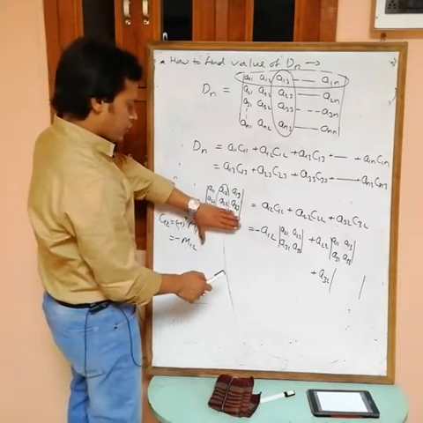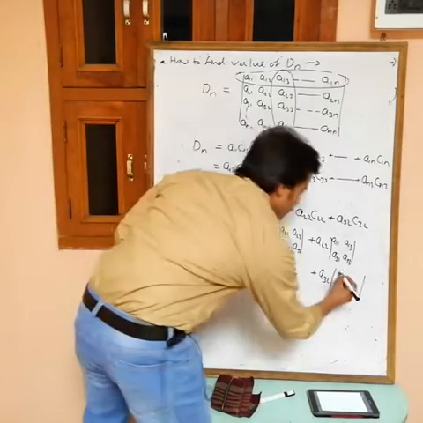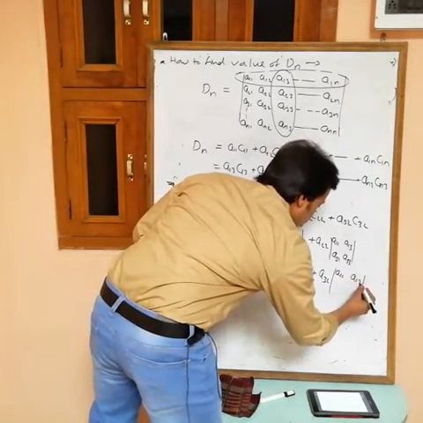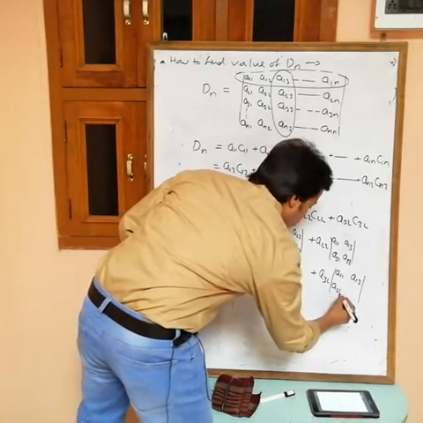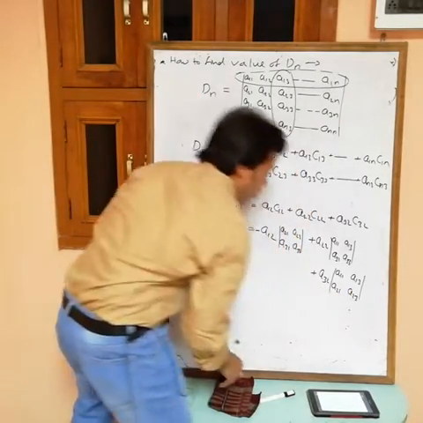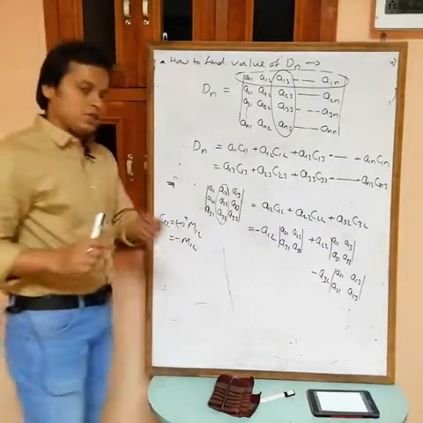So hide corresponding row and column, then this one, this one, this one and this one. A11, A13 and A21, A23. Now decide the sign. 3 plus 2, 5, then minus. Okay, so this is the value of determinant.